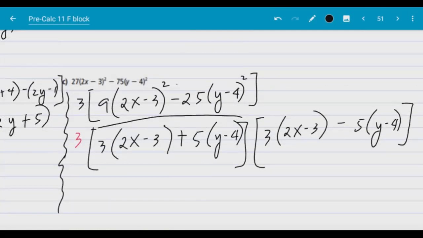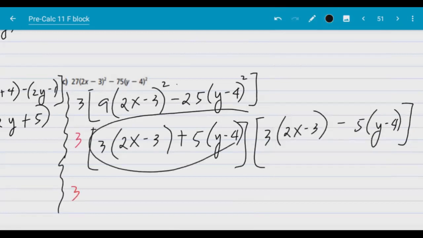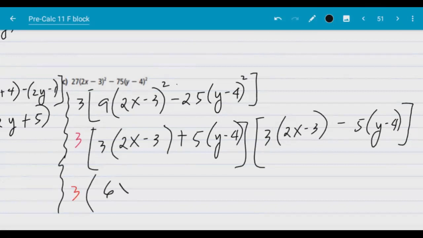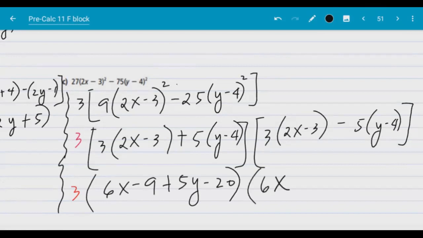Now, we are going to simplify. What do we simplify? We simplify this and we simplify this. Don't forget there's a 3 outside. All right, so let's put the 3 again as a red one just to make sure that we understand what's happening. Let's simplify this. That would be 3 times 2x would be 6x. 3 times negative 3 is negative 9. Plus 5 times y is 5y. 5 times negative 4 is negative 20. All right, let's look at the other one. 3 times 2x, 6x. 3 times negative 3, minus 9. Negative 5 times y, negative 5y. Negative 5 times negative 4, plus 20.